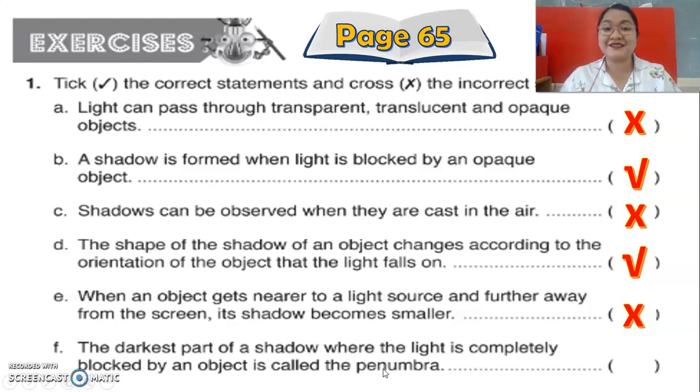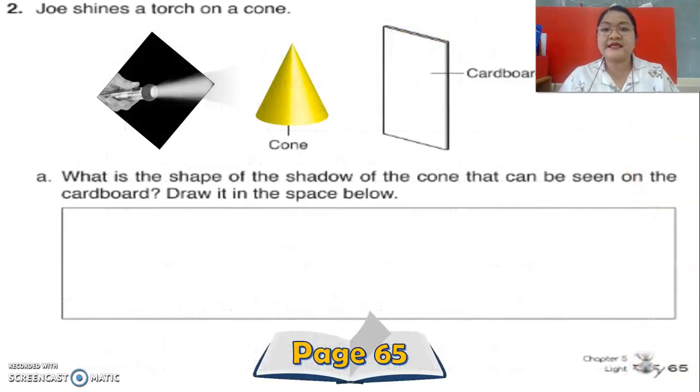3, 2, 1. Very good. It is umbra. So, letter F is cross. Okay, good job. Next, number 2.